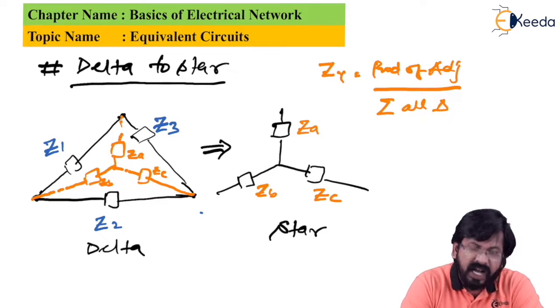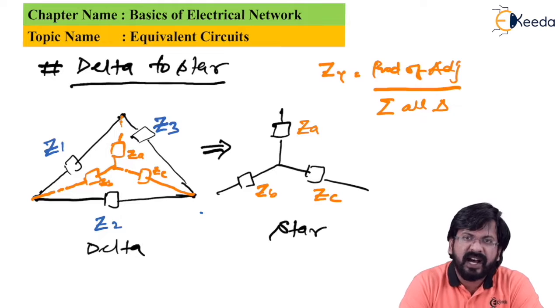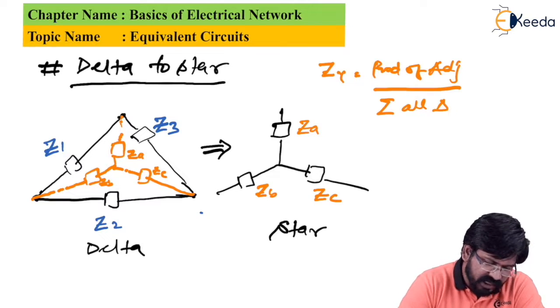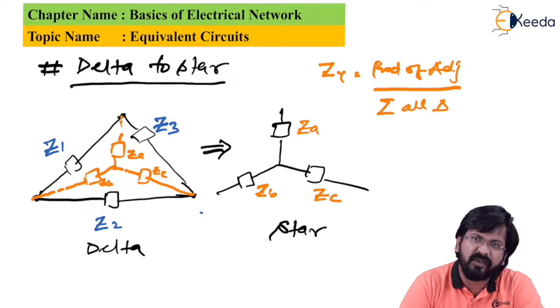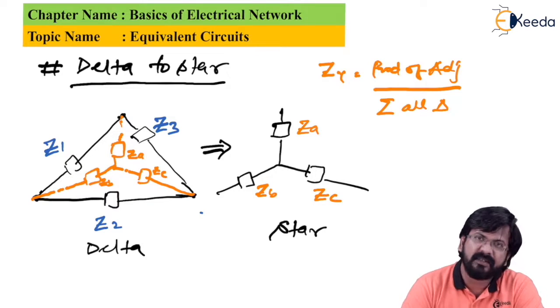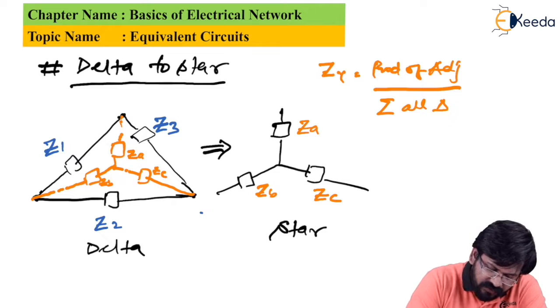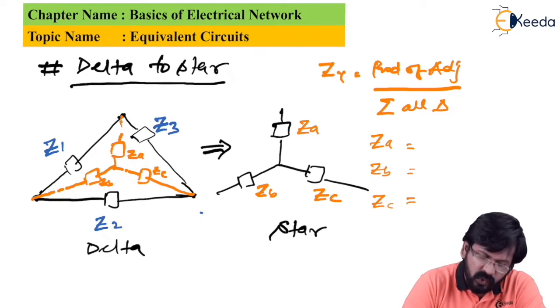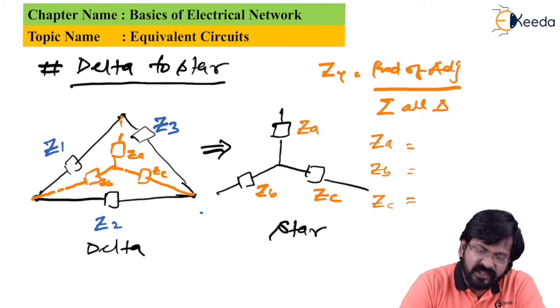See, Z star means the delta is given and star is required. So what are the given values? The given values are Z1, Z2 and Z3, and what are required values is ZA, ZB and ZC. So with this we will have the values of ZA, ZB and ZC provided Z1, Z2 and Z3 values are known. So the formula says it is product of adjacent impedance.